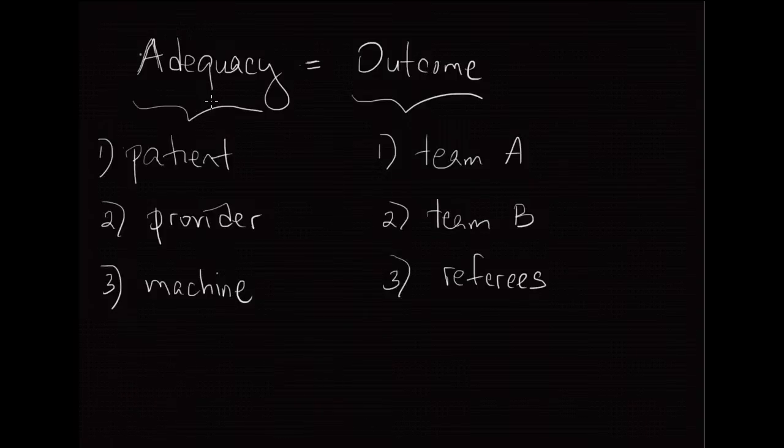Therefore, whatever measurement we end up devising that is a quantitative representation of adequacy must take into account the contribution from each of these three groups. And that's what we're going to try to devise today. What are the factors, or key factor, that each one of these entities controls and uses to affect adequacy of dialysis? So let's erase this.